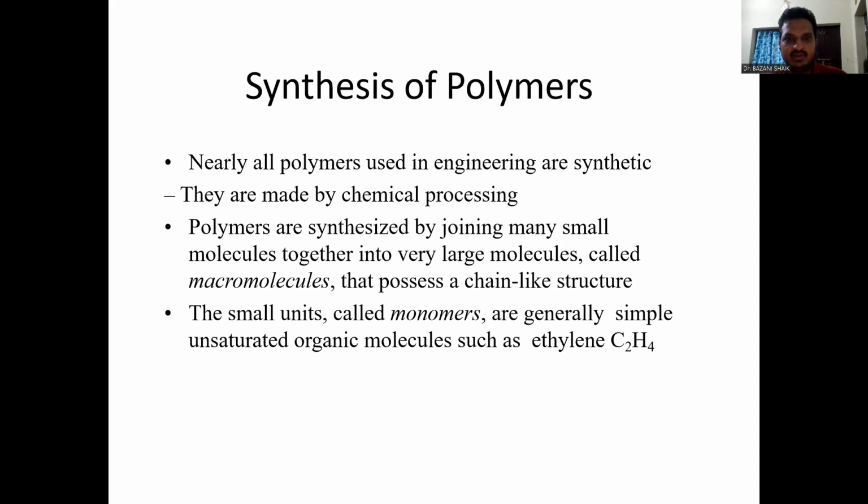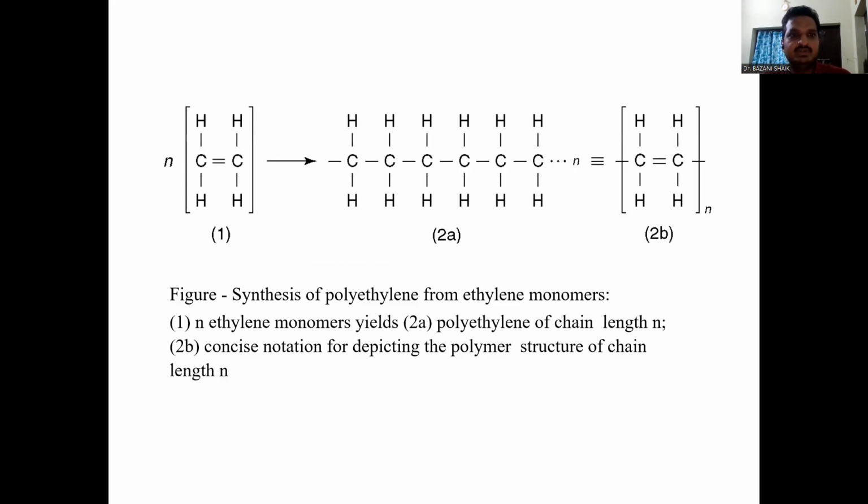Generally, we know that the small units are called monomers, which are organic molecules such as ethylene. Ethylene is C2H4. This shows the synthesis of polymers. You can observe this clear picture of how polyethylene is synthesized from ethylene monomers. You can observe the structure of the ethylene monomer.